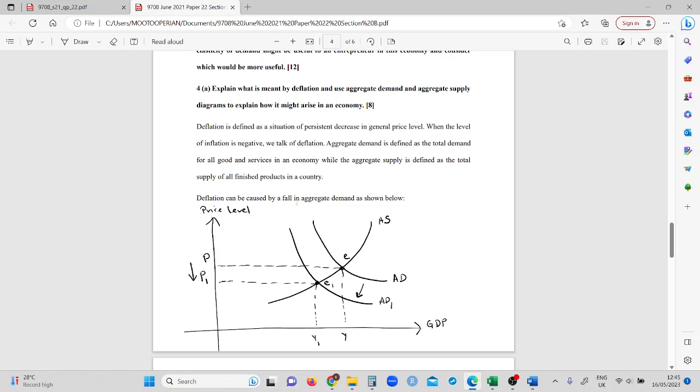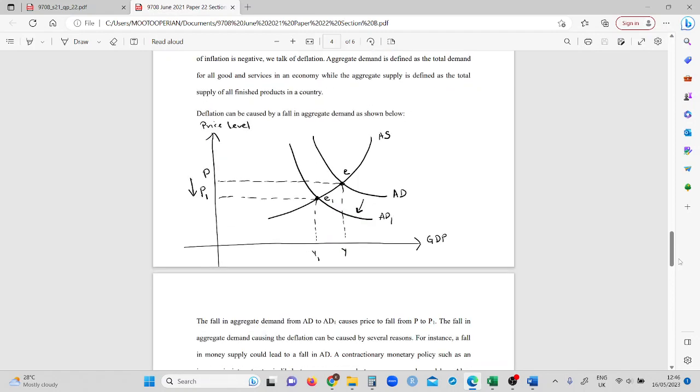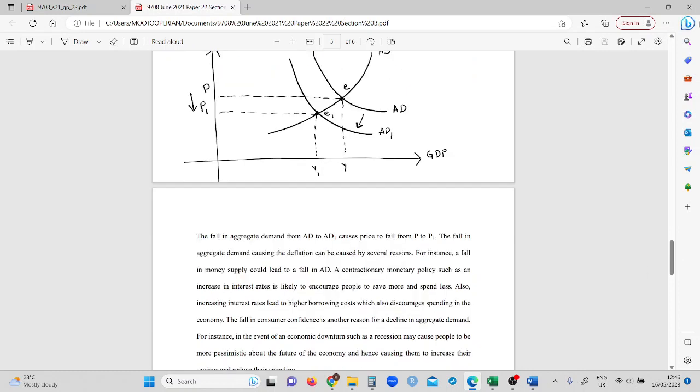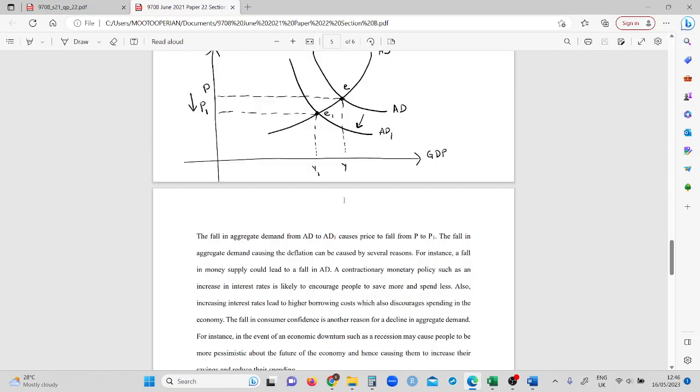So, deflation can be caused by a fall in aggregate demand as shown below. As we can see in this diagram, the aggregate demand is being shifted to the left from AD to AD1. So it causes price to decrease from P to P1. Deflation is a falling price level. So when you are done, you just explain the diagram for aggregate demand. The fall in aggregate demand from AD to AD1, as you can see here, the leftward shift, causes price to fall from P to P1.